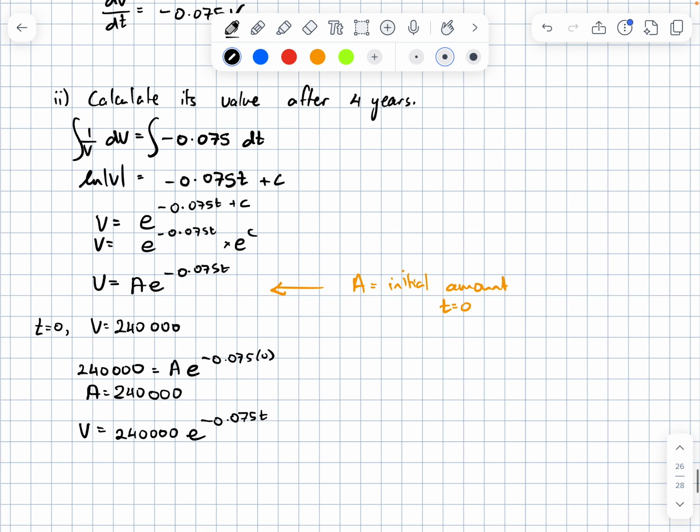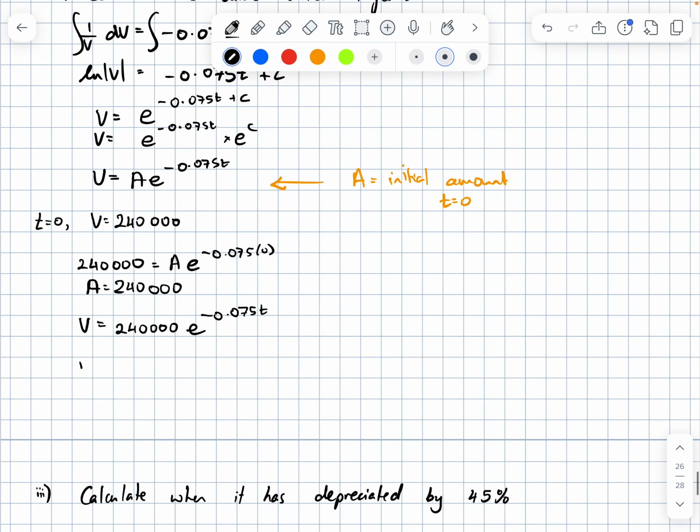So, calculate this value after 4 years. Now we just need to substitute t equals 4. V equals 240,000 e to the power of negative 0.075 times 4, which is $177,796.